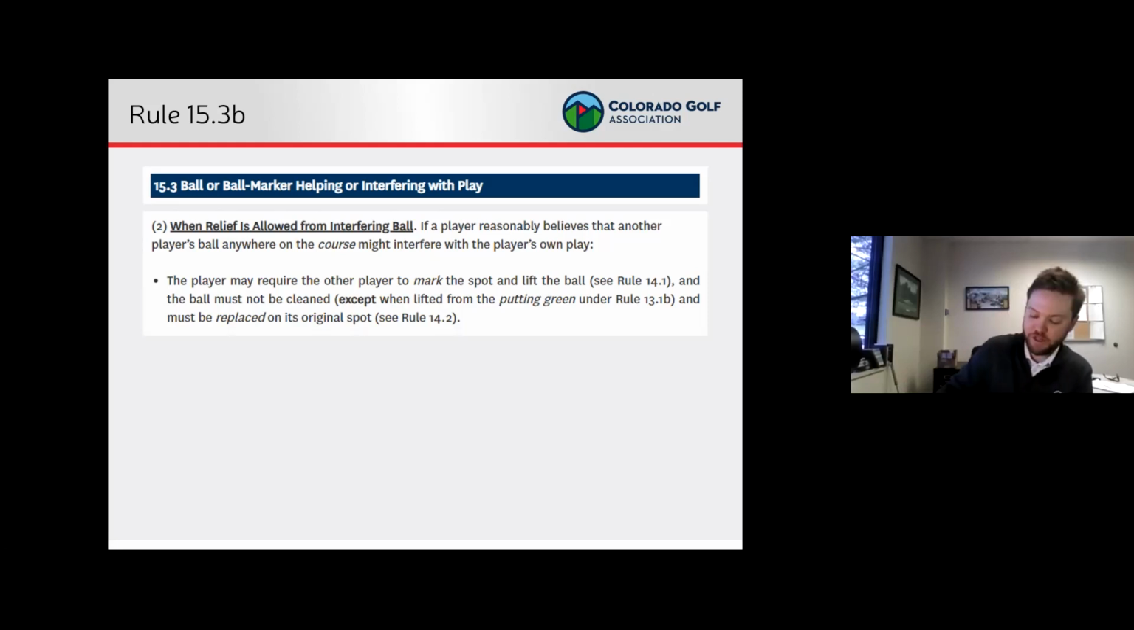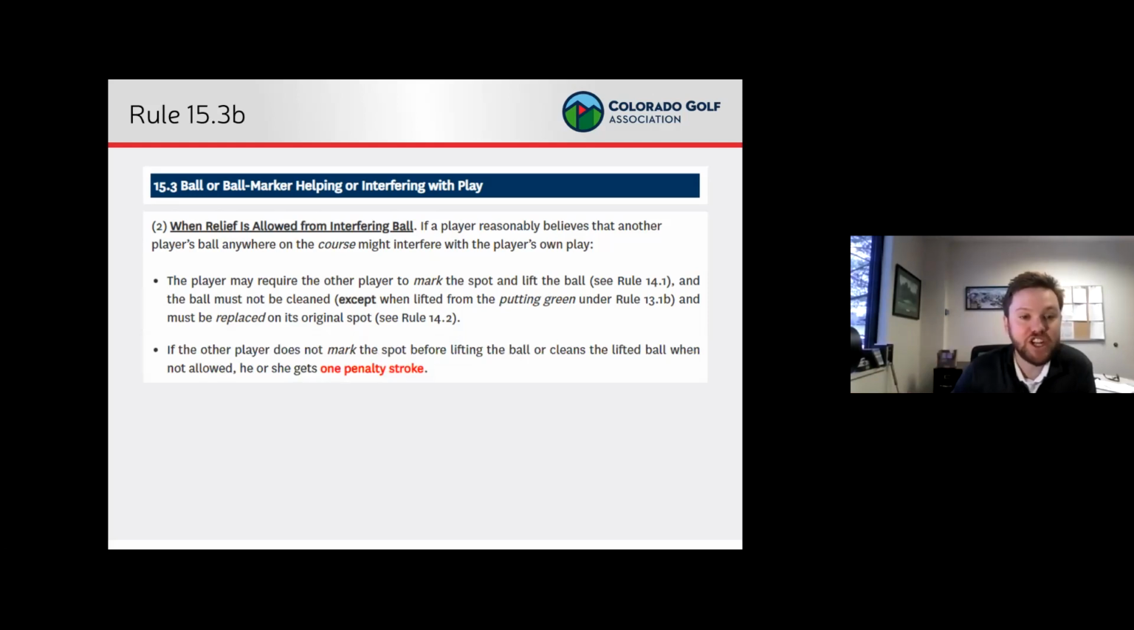You see it again when you watch on TV: the player will mark the ball if they've been asked to lift and move the ball, kind of pinch it and either hold it like this or put it off to the side to show that there's no cleaning going on. So in this case, if I say, hey, your ball is right where my foot's going to stand, can you move it? The player says yeah, they'll mark it, move it. They can move the mark out of the way. We'll see that. But they're not allowed to clean it when they lift the ball under 3B2.